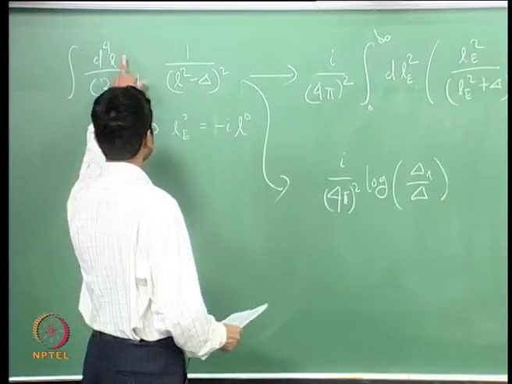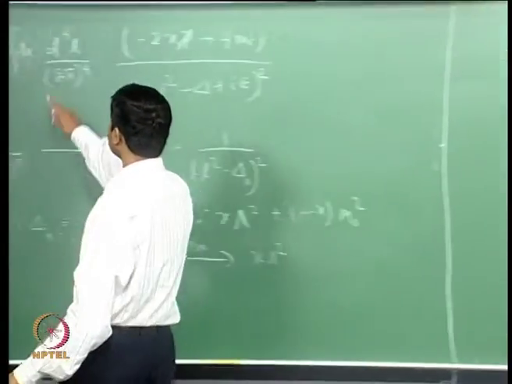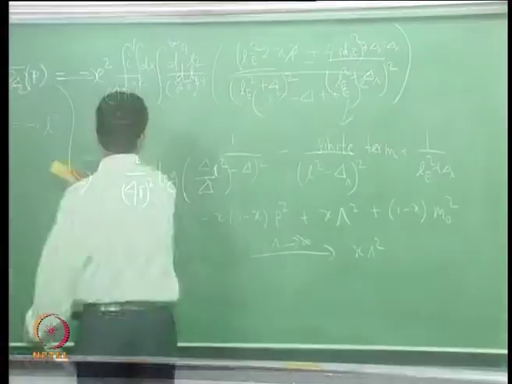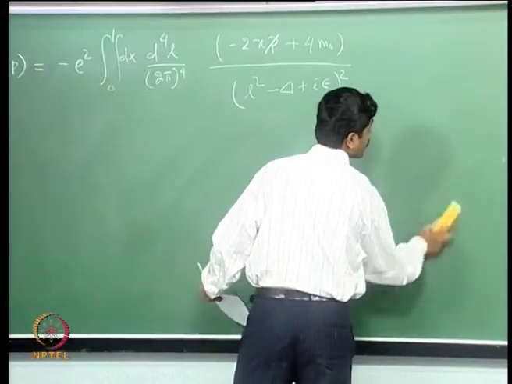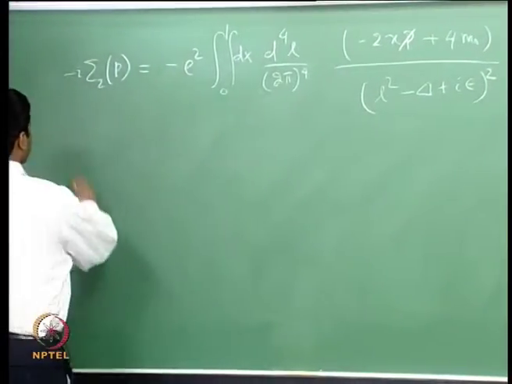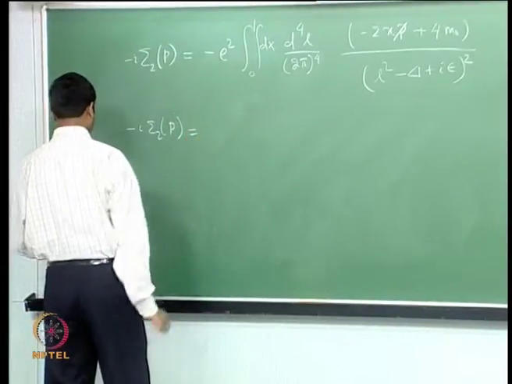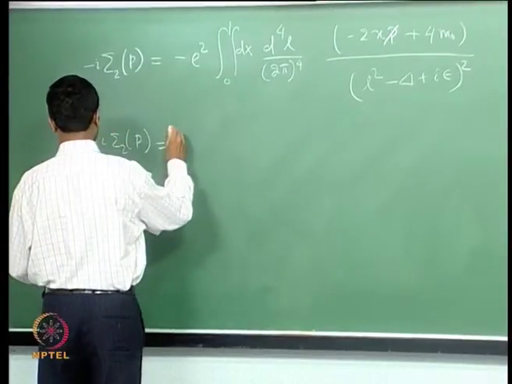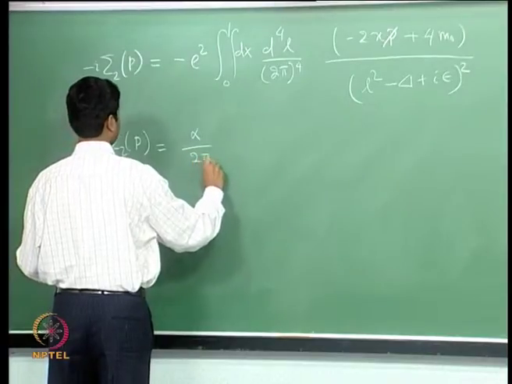So this is only the L integration, and then you have the x integration here. What I will do is that if I substitute whatever we have evaluated earlier, then I will get for minus i sigma 2 of p, this minus e square and 4 pi will give me alpha divided by 2 pi.